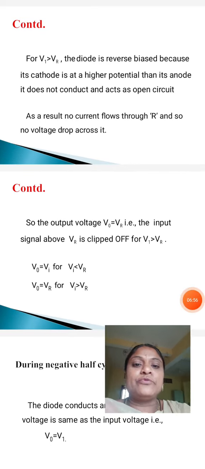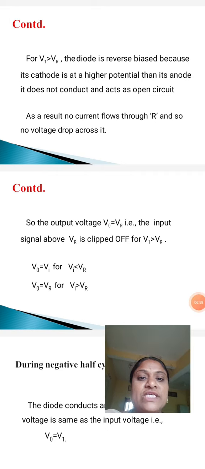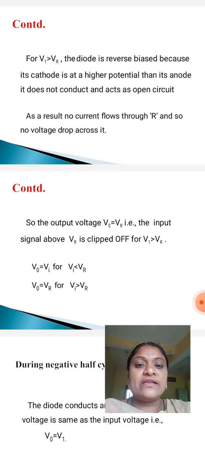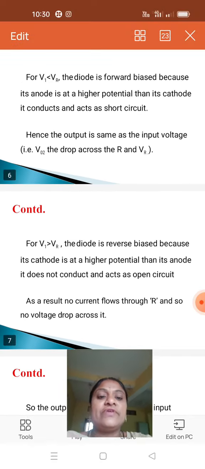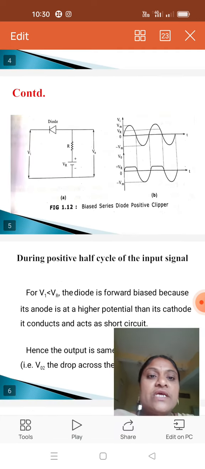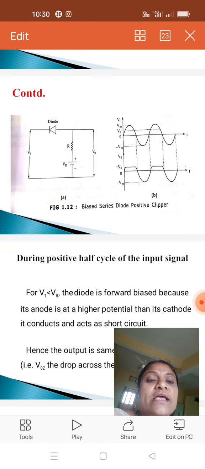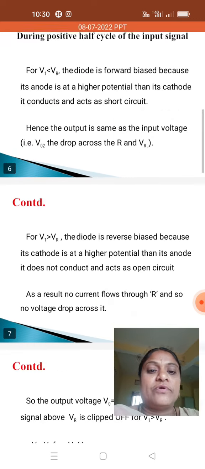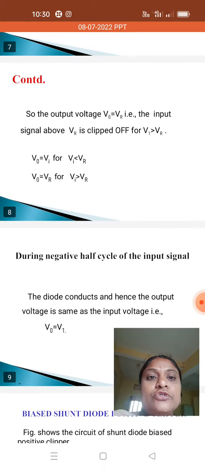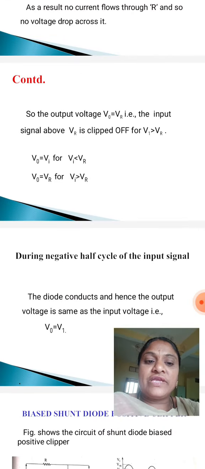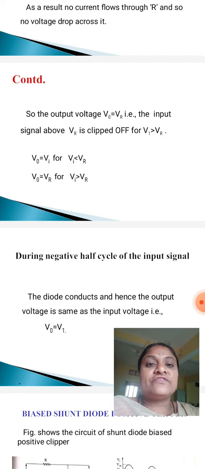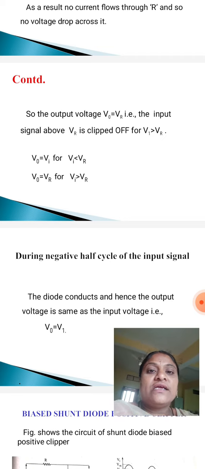That is, the input signal above VR is clipped off, for Vi greater than VR. Okay, observe these waveforms. During the positive half cycle, the output voltage is equal to the bias voltage. After the bias voltage, the waveform is clipped off. Therefore, the two conditions are: V0 equals Vi, output voltage equals input voltage, for Vi less than VR. And V0 equals VR for Vi greater than VR.